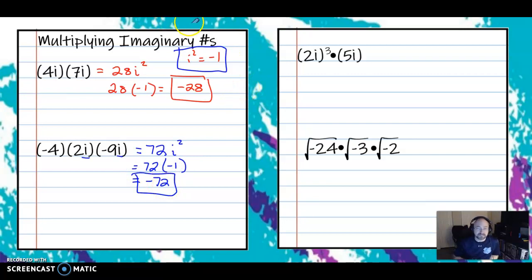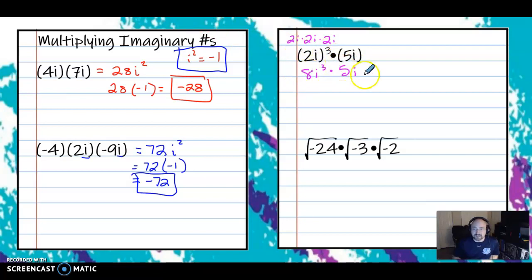We can sometimes try to make these pretty tricky looking on you by doing something like this. Remember that something to the third power just means that it is multiplying with itself that many times. So you can think about this 2i as 2i times 2i times 2i, right? Now you could write those all out, or you could just jump to whatever multiplying them together makes. 2 times 2 times 2 is 8. And if we count up the i's, there's 1, 2, 3 of them, so we have 8i cubed here, times 5i.